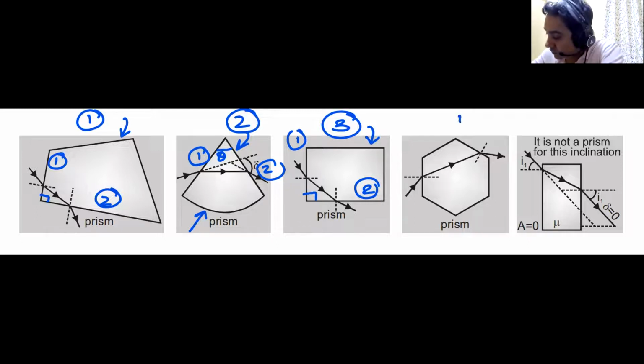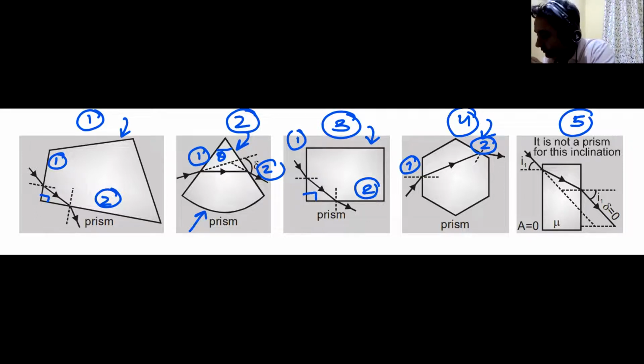Let us move on to number four diagram. Number four diagram, is it a prism? Yes, sir. Two surfaces. Surface number one, surface number two, they are definitely at an angle to each other. This arrangement behaves like a prism. Let us move on to number five. Is it a prism? Not a prism. It is not a prism.